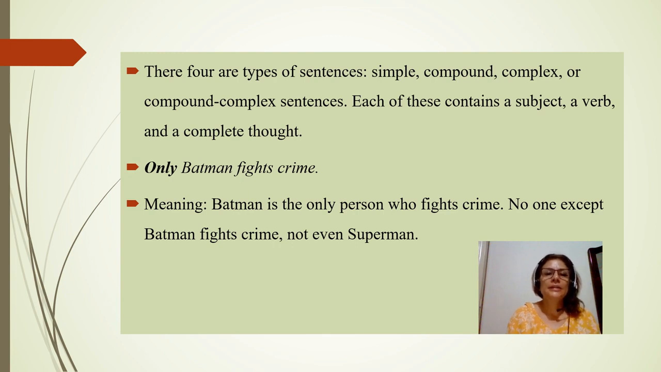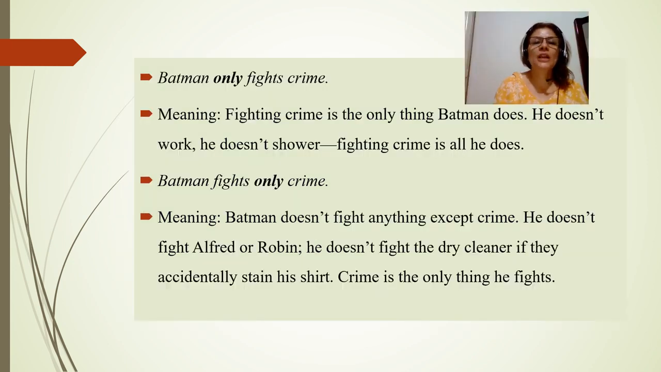And we have four types of sentences: simple, compound, complex, or compound complex sentences. Each of these sentences contains a subject, a verb, and a complete thought. I have here Batman, only Batman fights crime, meaning Batman is the only person who fights crime. No one except him fights crime. Batman only fights crime, meaning fighting crime is the only thing Batman does, okay? He doesn't do any other thing.